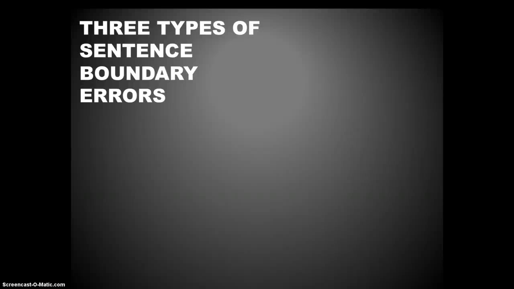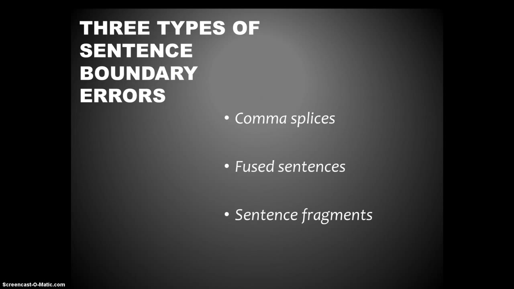This video will explain to you how to identify and prevent a series of errors categorized as sentence boundary errors. There are three types of sentence boundary errors: the comma splice, the fused sentence, and the sentence fragment. We will define each type of error, go over some example sentences, and suggest ways to fix these errors.